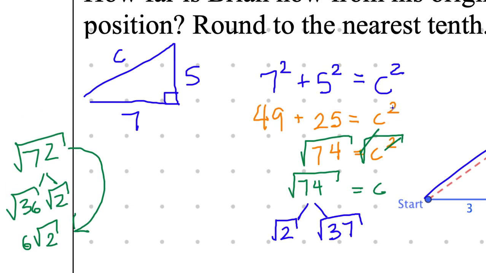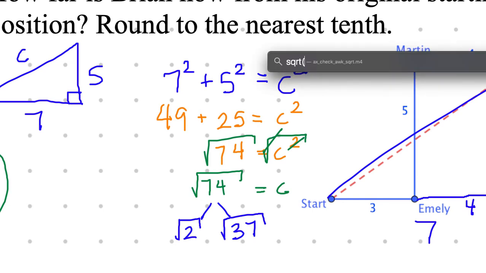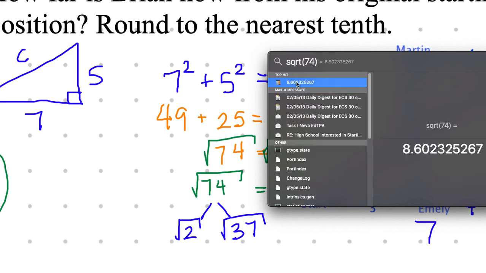But it wants us to round to the nearest tenth, which means we don't enter the square root of 74. We actually type that into our calculators. We say, okay, square root of 74. By the way, this is how you do it on Spotlight Search. You type in SQRT, and it tells you that the square root is 8.602325, etc. And I'm rounding to the nearest tenth.